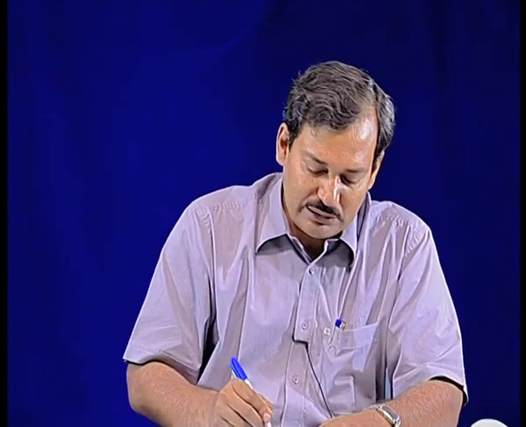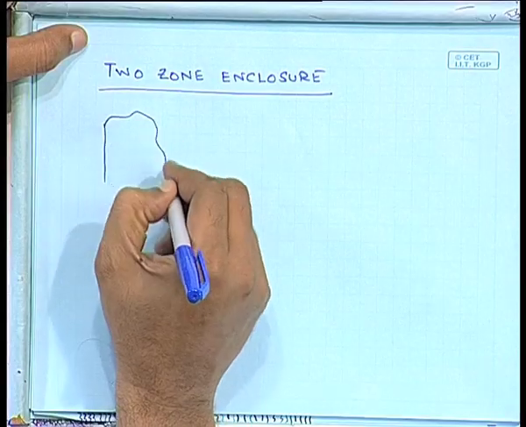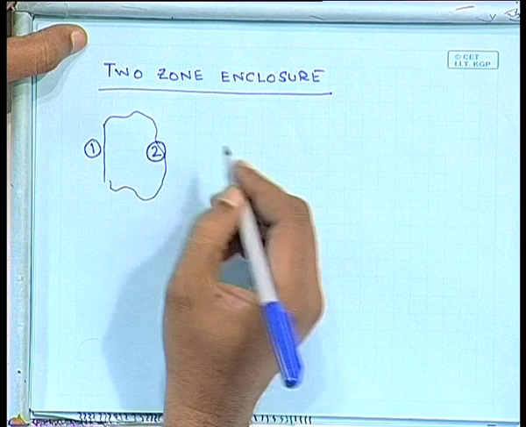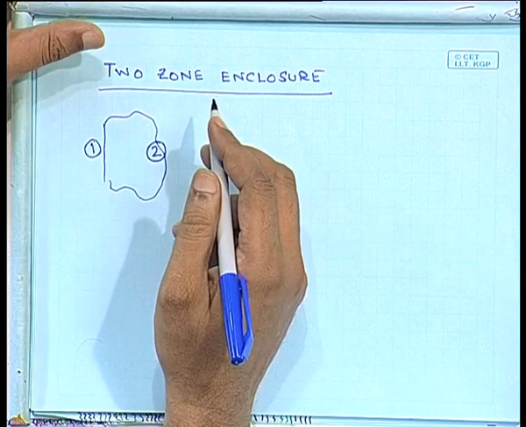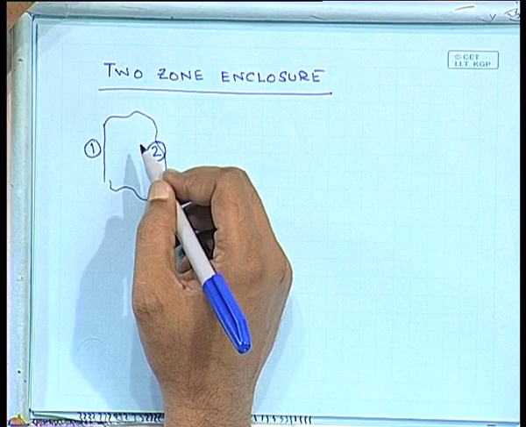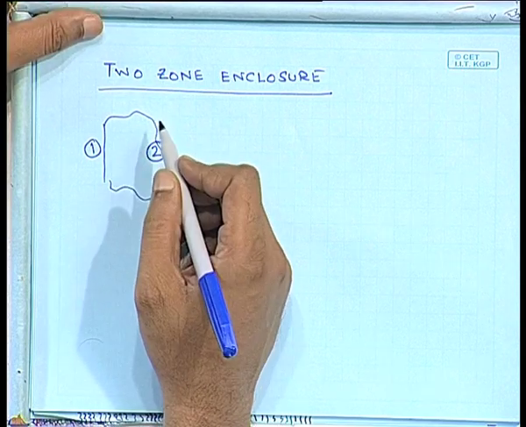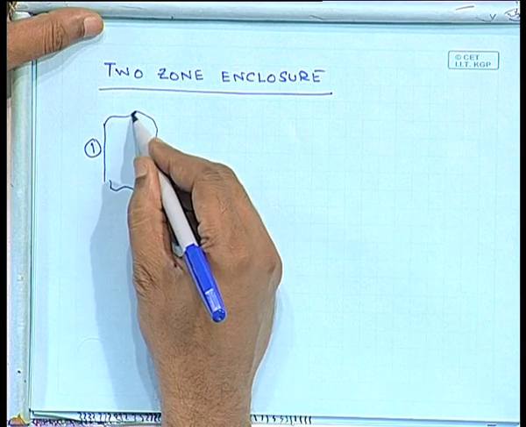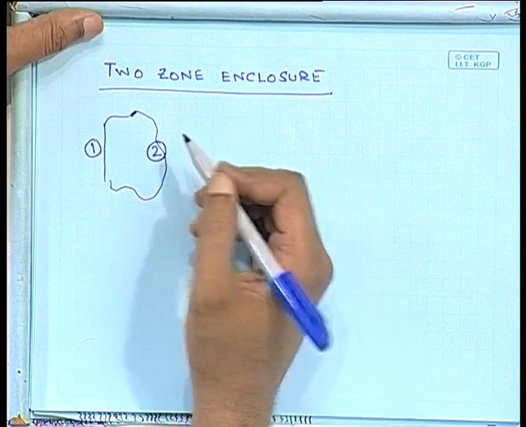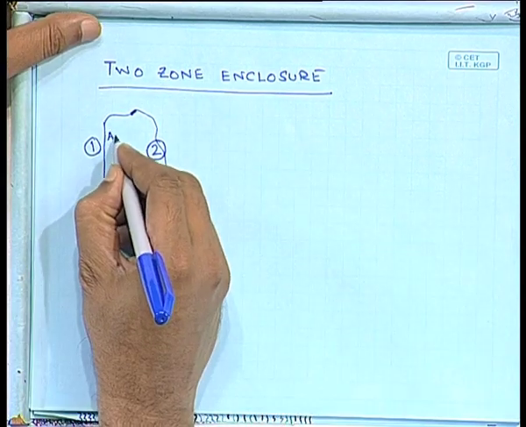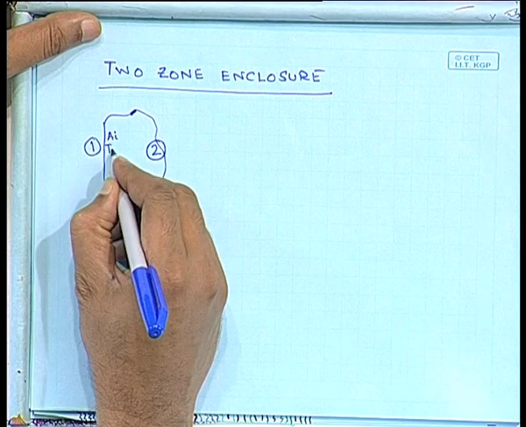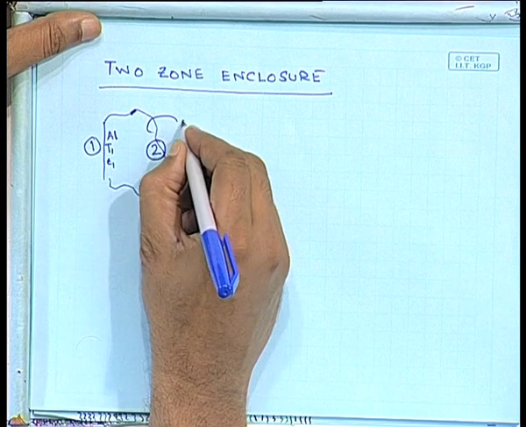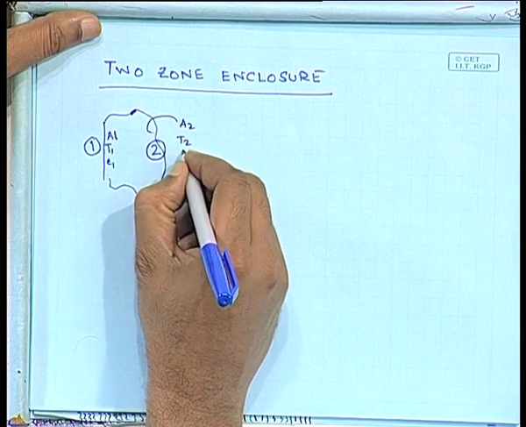So, let us start with a hypothetical figure of zone 1 and zone 2. Both these surfaces are opaque, and you have the same amount of irradiation on all the surfaces, which you can see is not going to be true if the surface 2 looks like this. So, this zone is obviously going to get less amount of irradiation. Now, let us say that this area is A1, its temperature is T1, and epsilon 1, whereas this one is A2, T2 and epsilon 2.